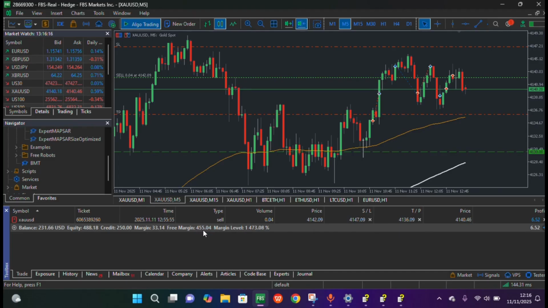So we are still making sure that we are using risk management. Risk management is really important when you are trading. It's something that you need to be very careful about. Risk management is so important.